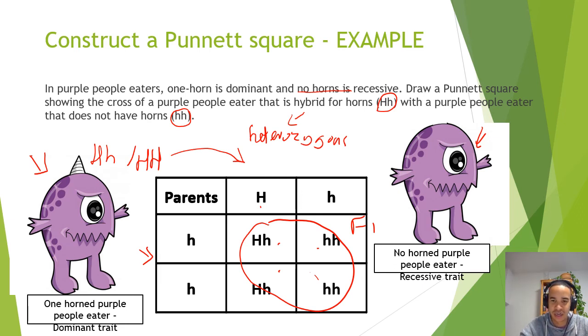So you can see here, there would be homozygous recessive. We can divide this into quarters, right? This is 1 quarter, this is another quarter, this is another quarter. Okay, this is another quarter. So there's 2 quarters or 50% chance that their offspring would be homozygous recessive, and then another 2 quarters or 50% chance that their offspring is heterozygous.